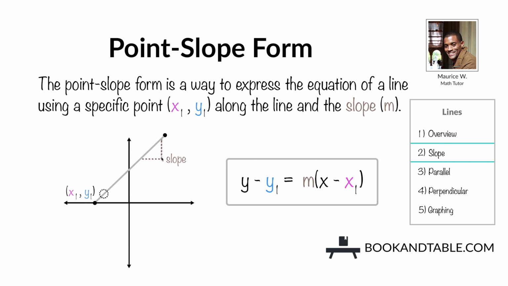So essentially, you have the slope of the line, and you have any point along this line. You plug this point in here and here, the y coordinate, the x coordinate, and you plug the slope in here, and then you isolate y on one side, and you would have the equation of the line.